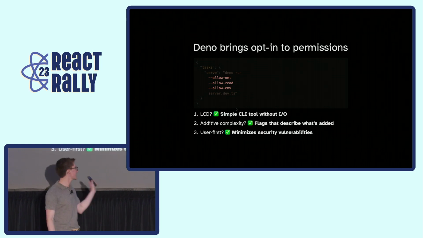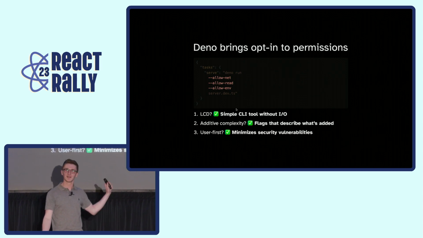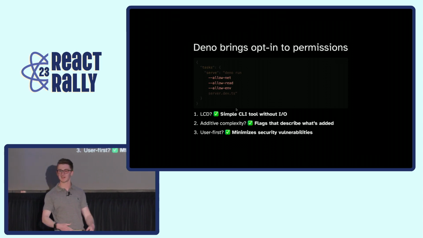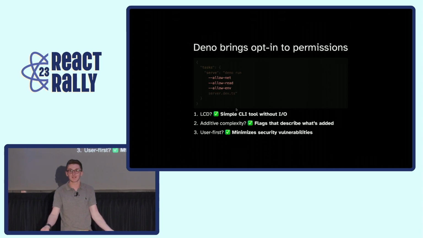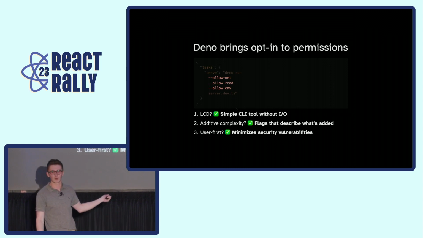So that's when we get into our three principles here. How does it meet up? Well, the first one, the lowest common denominator, is met. You might have a simple CLI tool that doesn't need any I/O. An example is like a text adventure game. Don't give it any permissions, it's just a text adventure. But if it needs to start a dev server, okay, now we're going to give it access to serve things.